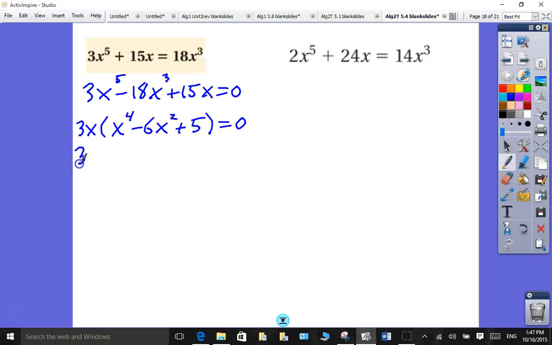3x times x squared minus 1 times x squared minus 5. I factored it like it was a quadratic. Just in place of the x's, I put x squared, so that when I FOIL it, I get an x to the fourth. Now, am I done factoring?